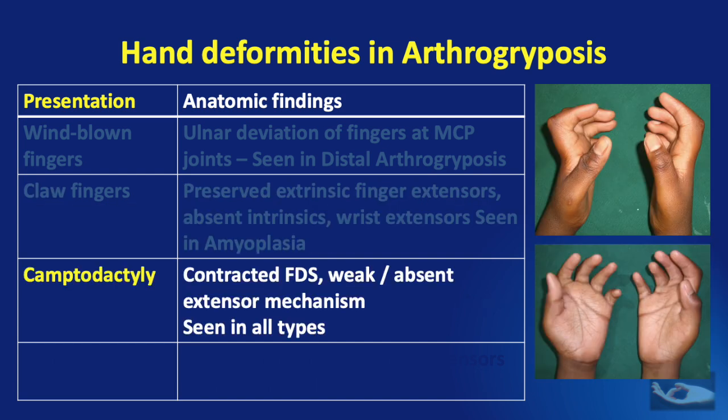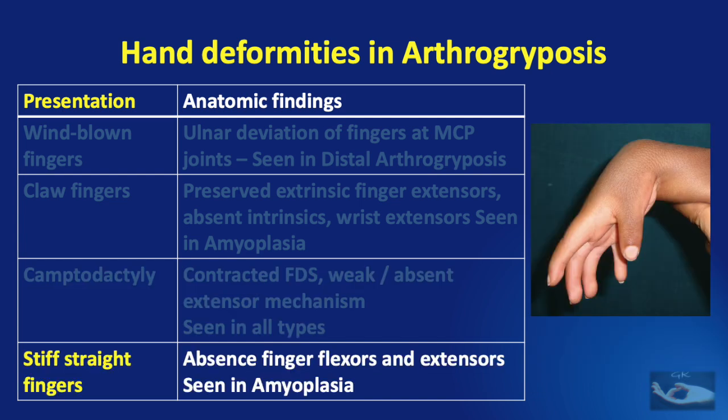The third type of finger involvement, known as camptodactyly, is characterized by contracted flexor digitorum superficialis and weak or absent extensor mechanism, and it can be seen in amyoplasia or distal arthrogryposis.